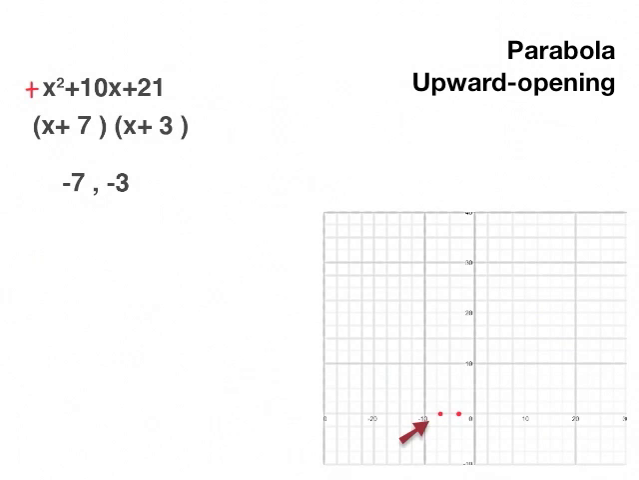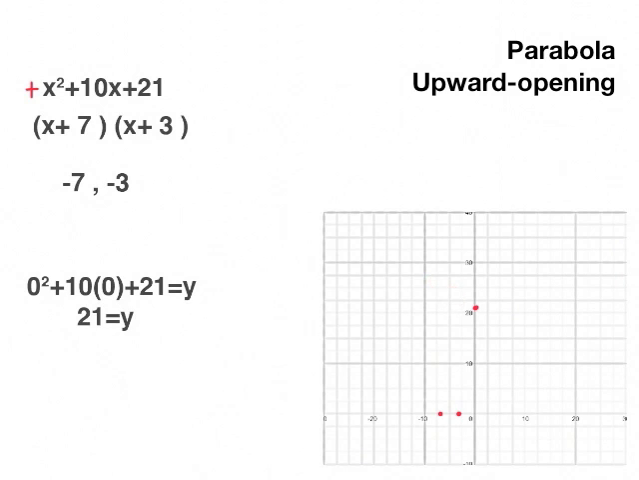and we can mark that on the graph. The y-intercept is very easy to find. Because x equals 0 when the graph crosses the y-axis, we can ignore all the terms that have x in them and just look at the constant. And so the y-intercept for this parabola is 21.